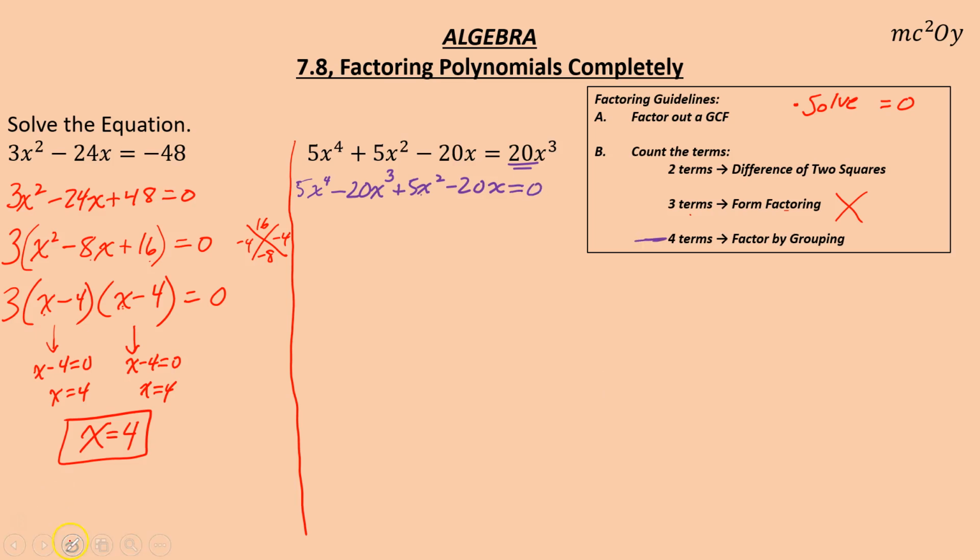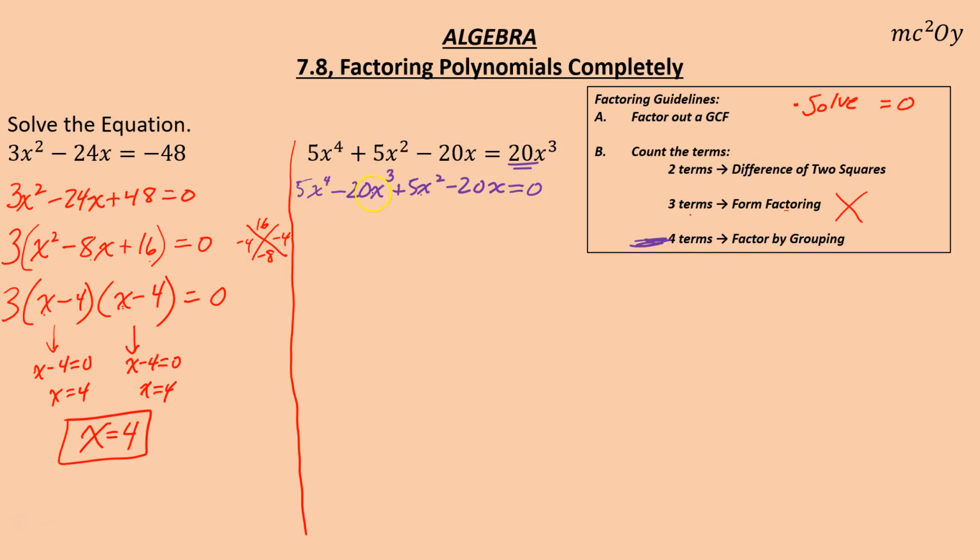All right, so now notice I've got these 4 terms right here, okay? And those 4 terms, I've got to start by pulling out a greatest common factor, but then after that, I'm going to have to look for factor by grouping, form factoring, and difference of 2 squares.